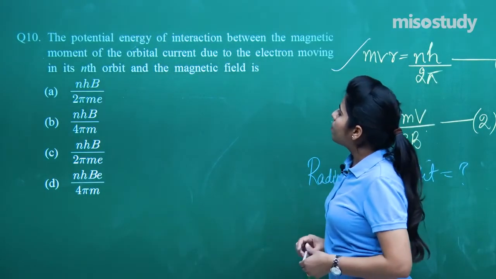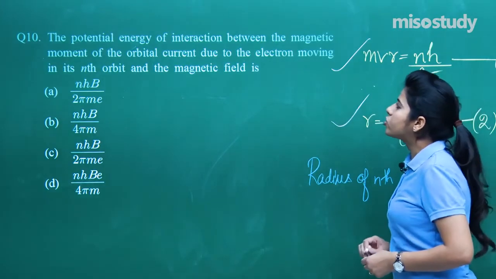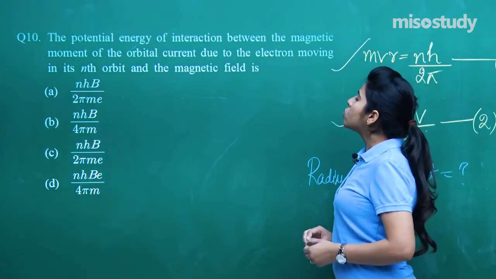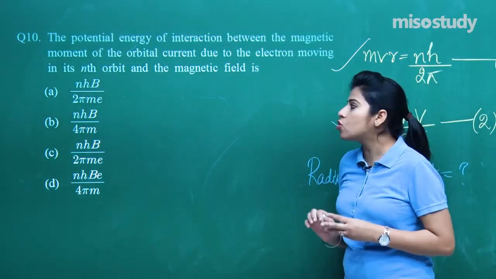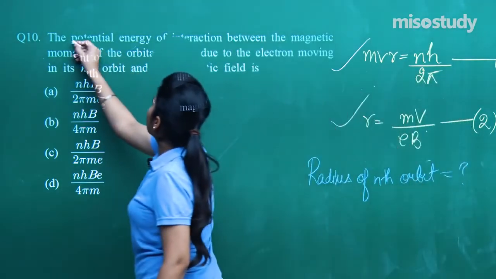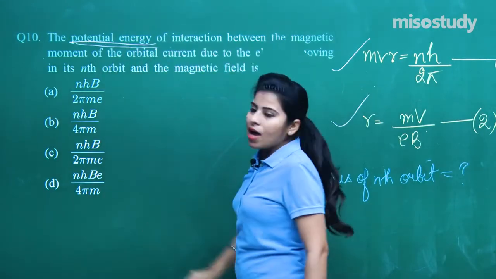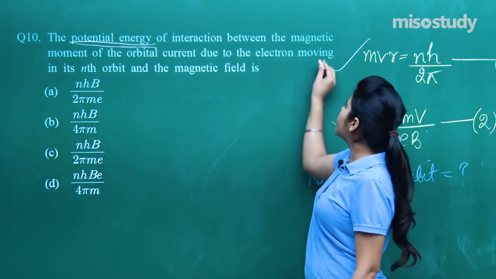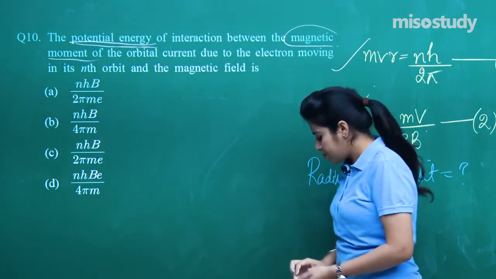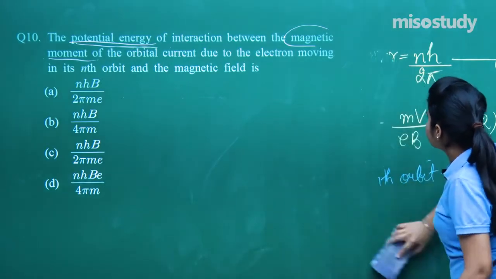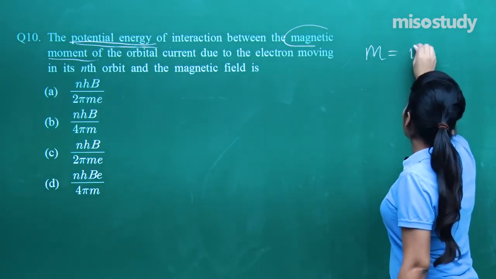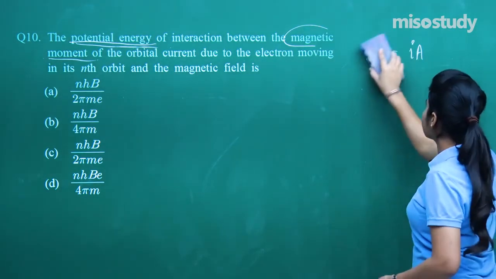We have to tell the potential energy of interaction between the magnetic moment of the orbital current due to the electron moving in its nth orbit and the magnetic field. So we have to tell the potential energy. Let me tell you what has been given here as magnetic moment. Magnetic moment is denoted by capital M, and M equals I into A.